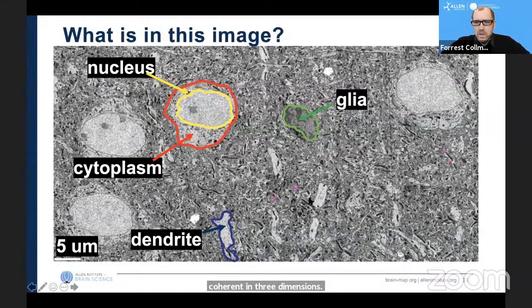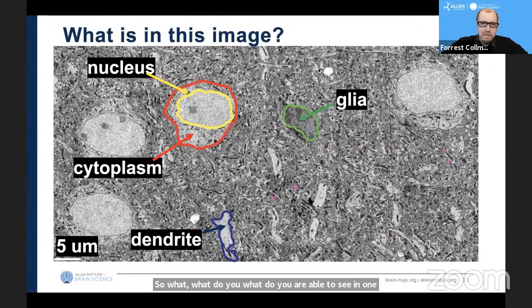So what are you able to see in one of these images? Here's a medium magnification 2D image of an electron micrograph, and I've highlighted some of the basic components that you can see in this image. You really see pretty much everything that's there. At a low spatial resolution, you can see individual cells.